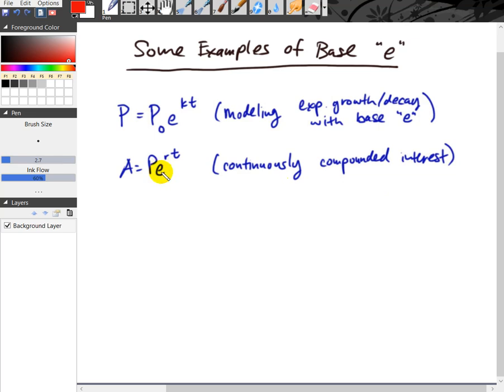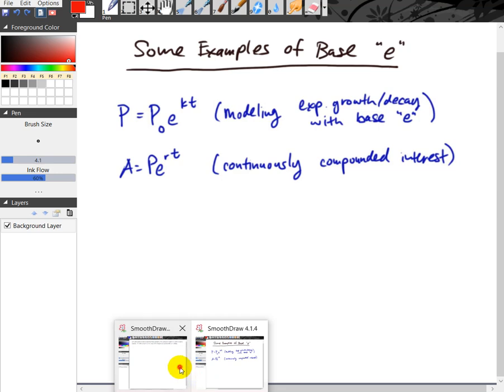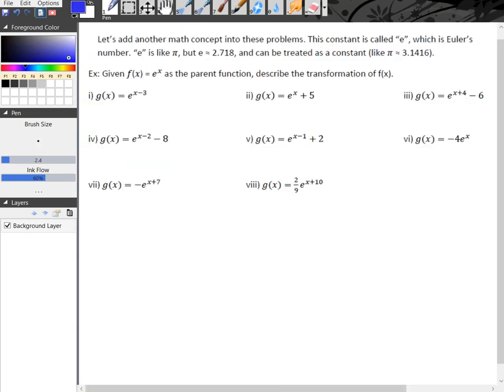So there's this idea called continuously compounded interest, and there's simple interest, and then there's interest that's compounded quarterly, that kind of thing. But anyway, it's a whole other topic for another day. But this is just some ideas of where e comes from. Okay, but anyway, let's go ahead and look at some particular examples.